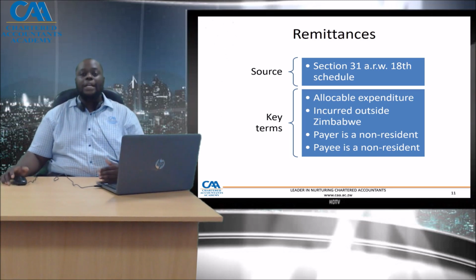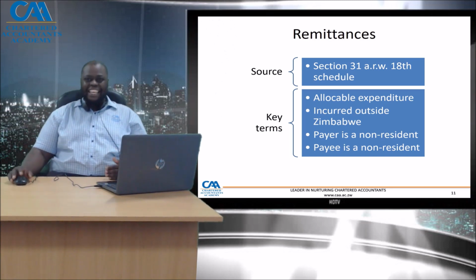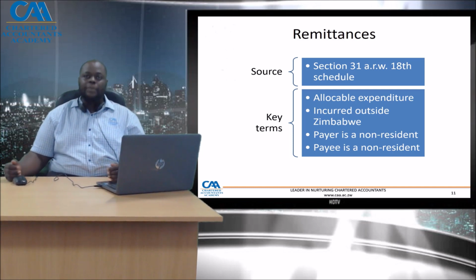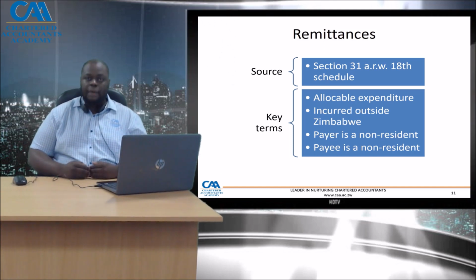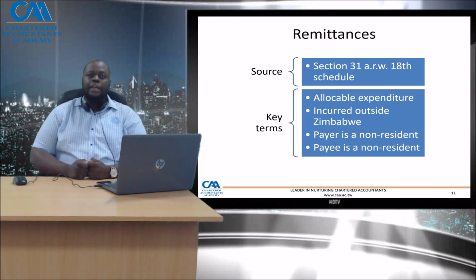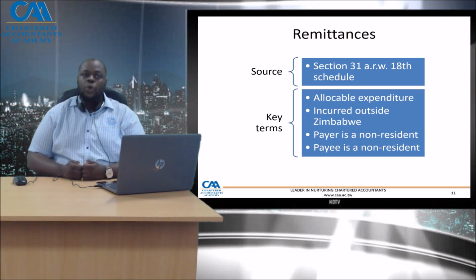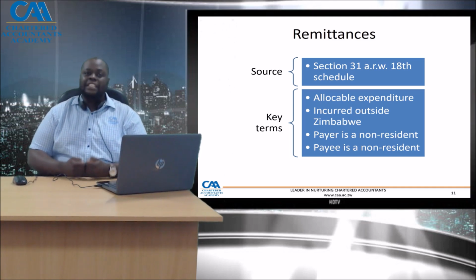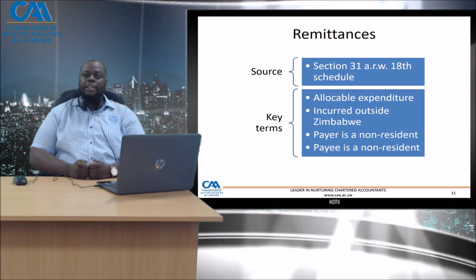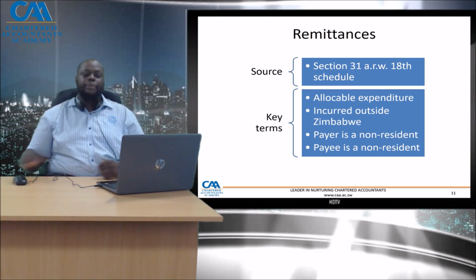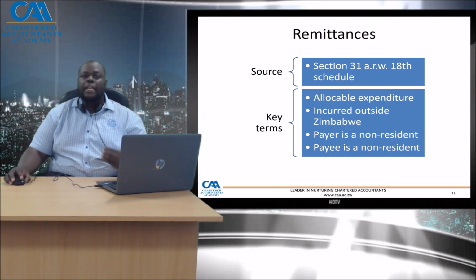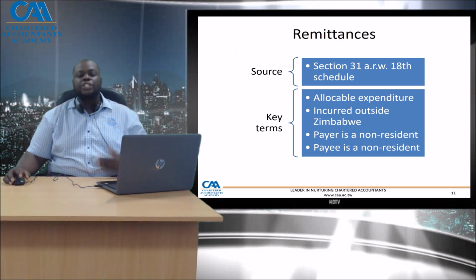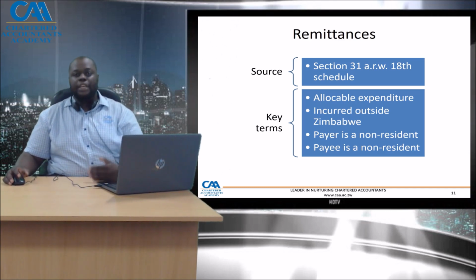With fees, our payer was a resident and our payee was a non-resident. With remittance, our payer is a non-resident and our payee receiving the amount and providing the service is a non-resident. However, with remittances, the service being provided will need to be for a service in Zimbabwe, but the payment is being made outside Zimbabwe. It is key to remember that for remittances, the payment has to be made outside Zimbabwe, but the service has to be rendered within Zimbabwe.